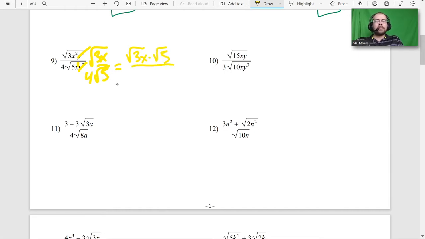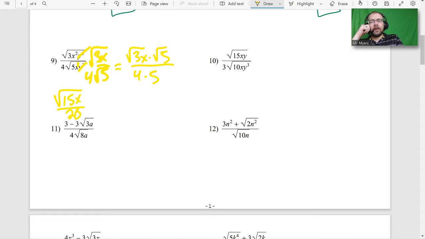And then remember, square root of 5 times square root of 5 is 5. Okay. And then on the top, I can multiply all that stuff. That's going to be 3 times 5 is 15, and 4 times 5 is 20. Right? And that's as far as we can go.